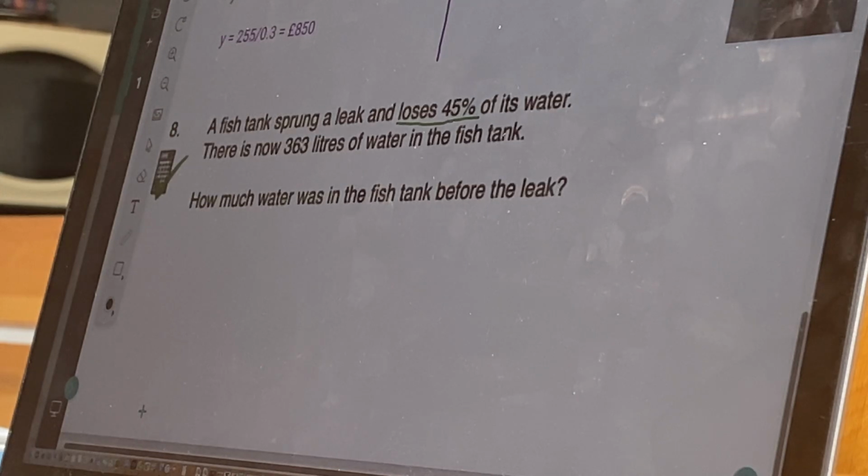Is the answer 0.55? Well, not quite, because what we have to do is divide 363 by 0.55. Yeah, brilliant. That equals 660. You've got it.